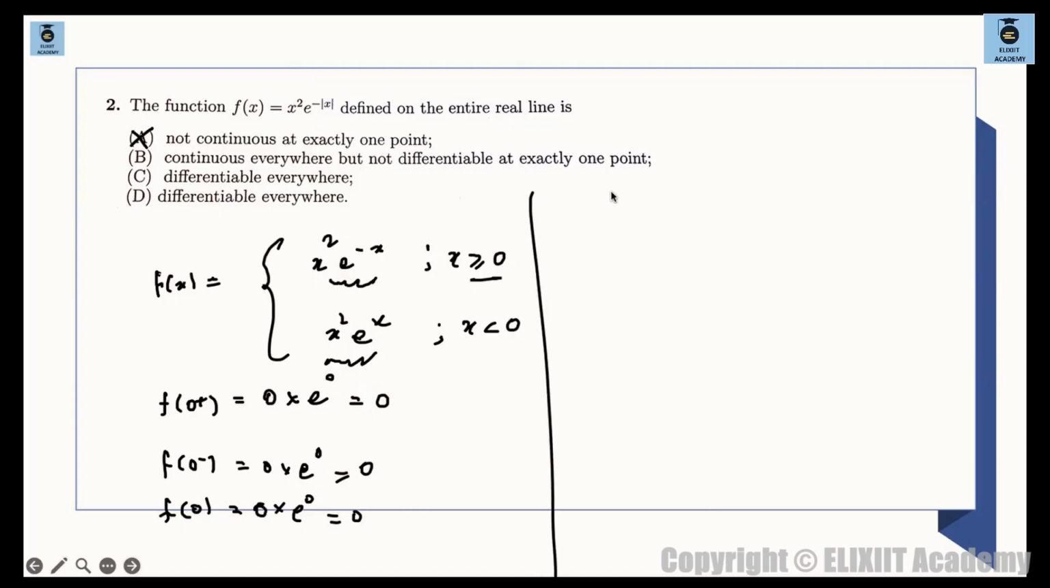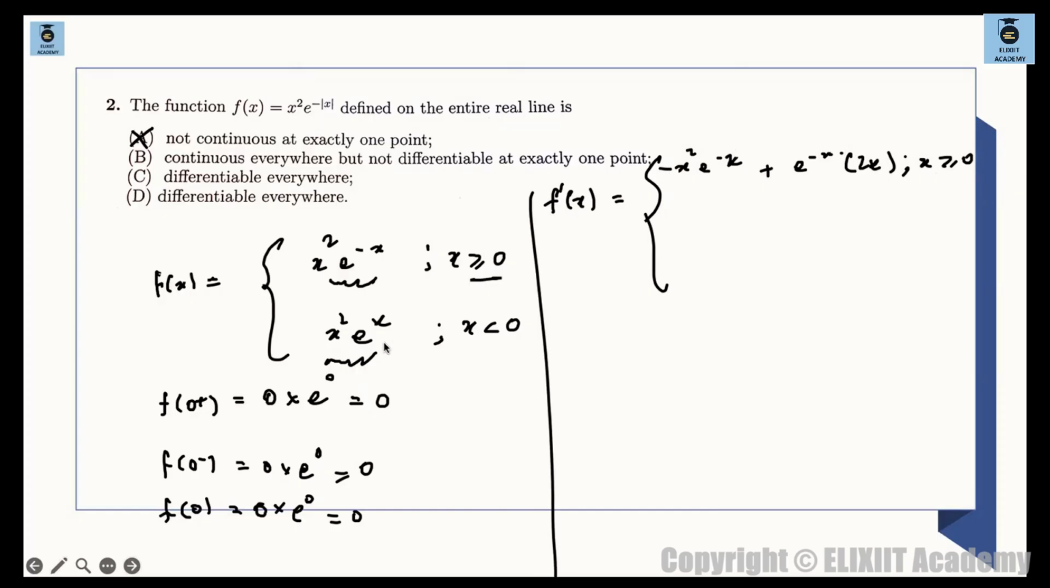Now for the differentiability. For differentiability, we can differentiate branch-wise. So this becomes x square into e raised to the power of minus x. The differentiation of e raised to the power of minus x is e raised to the power of minus x into the differentiation of minus x, which is minus 1. So minus of x square into e raised to the power of minus x plus e raised to the power of minus x into the differentiation of x square, which is 2x. So here x is greater than or equal to 0.